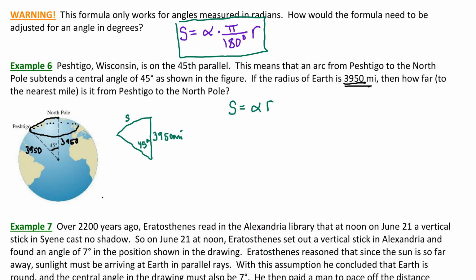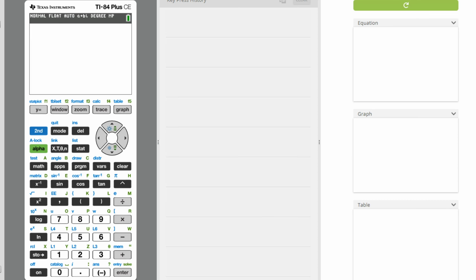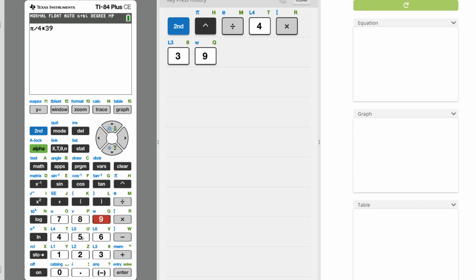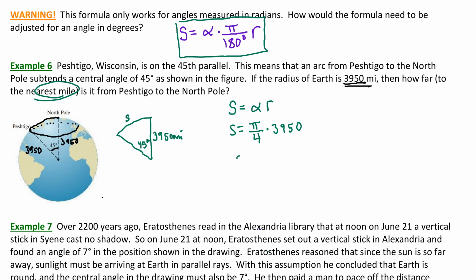However, alpha, the angle, is given in degrees. Let's just go ahead and convert that to radians. In radians, 45 degrees is pi over 4, and we can multiply by 3,950 miles. We are going to round this to the nearest mile, so I'm going to pop over to the calculator and evaluate pi divided by 4 times 3,950. Rounding to the nearest mile, we get 3,102, or 3,102 miles away.